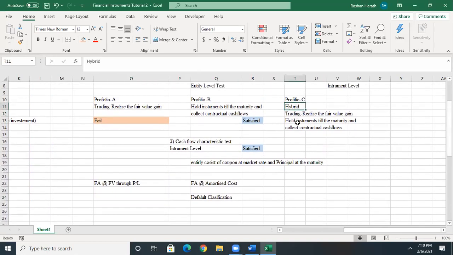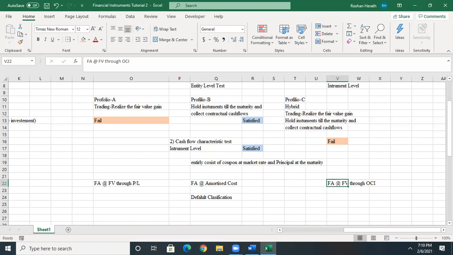Our portfolio is hybrid. We have both purposes. If you have a hybrid portfolio, then again you fail the business model test. So if you fail the business model test, what must we do? This time it's going to be the financial asset at fair value through other comprehensive income. So this is the treatment. Then I can talk about one more instance.